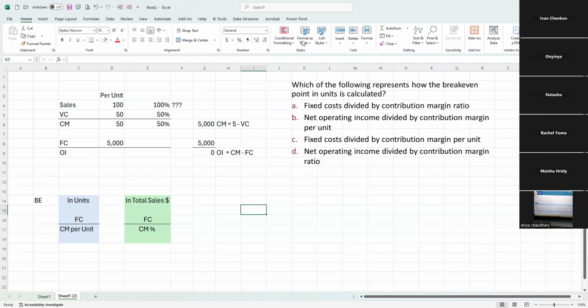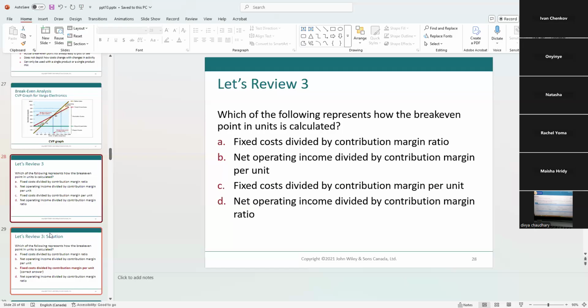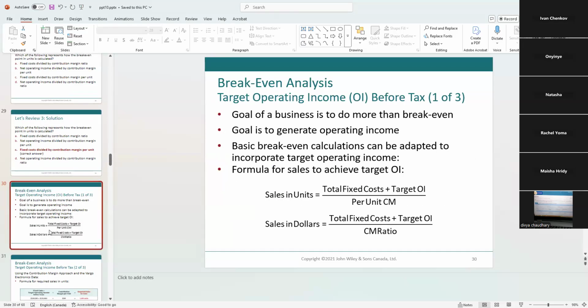You're welcome. Okay, let's keep going with this. So now, what are we chasing? Target income. What's going to happen if we are sick of being on the break-even and we want to go further? Well, what do we have to do? Whatever we want, we have to add it to the fixed cost. And that's how we're going to get it.